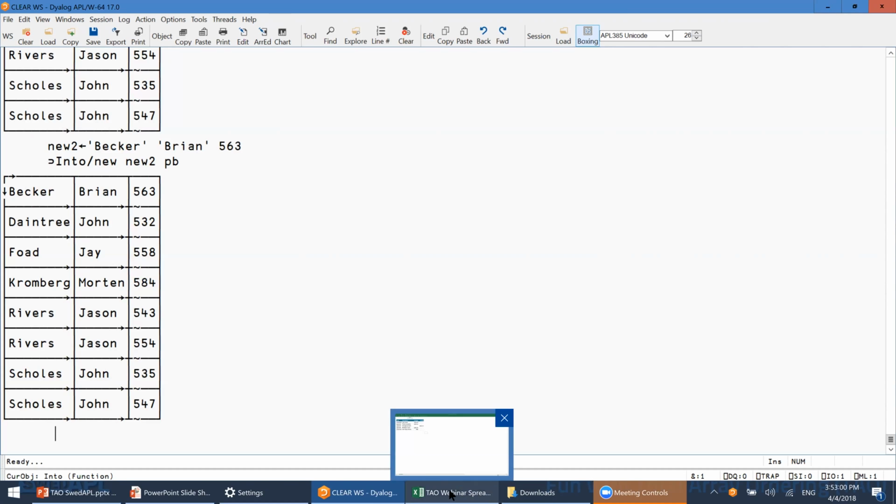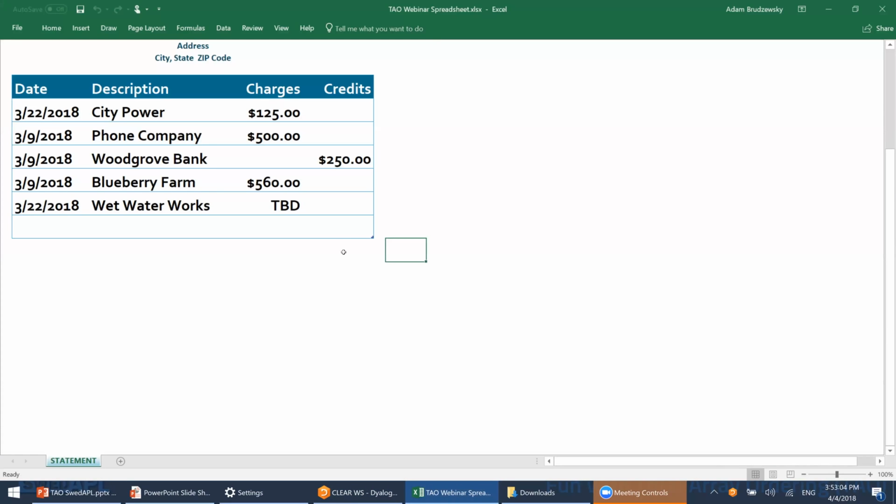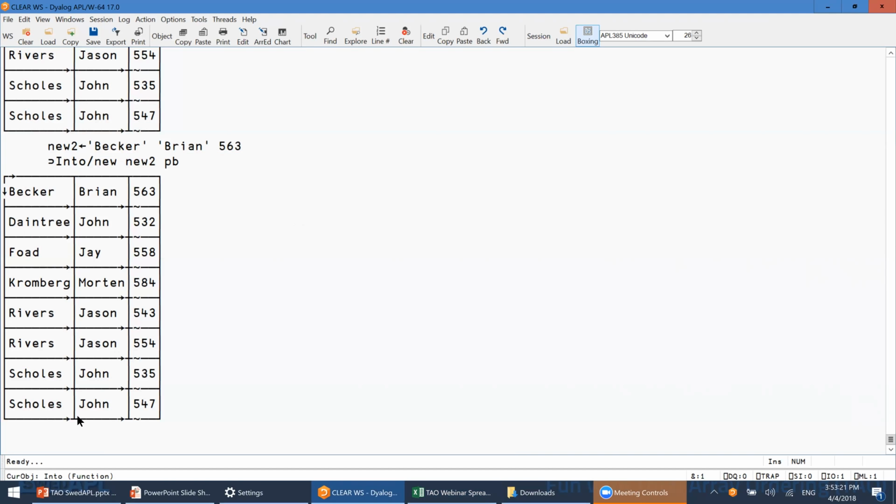Okay, last example. Just a short one. Here's a spreadsheet, and I'm going to take the data out of here. Notice how nicely the Americans format their dates. It becomes very ambiguous. What is this? But APL can disambiguate that for us.